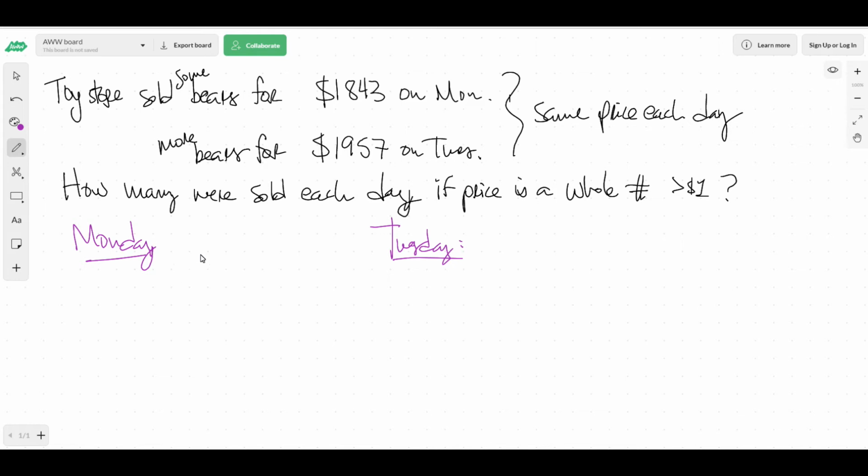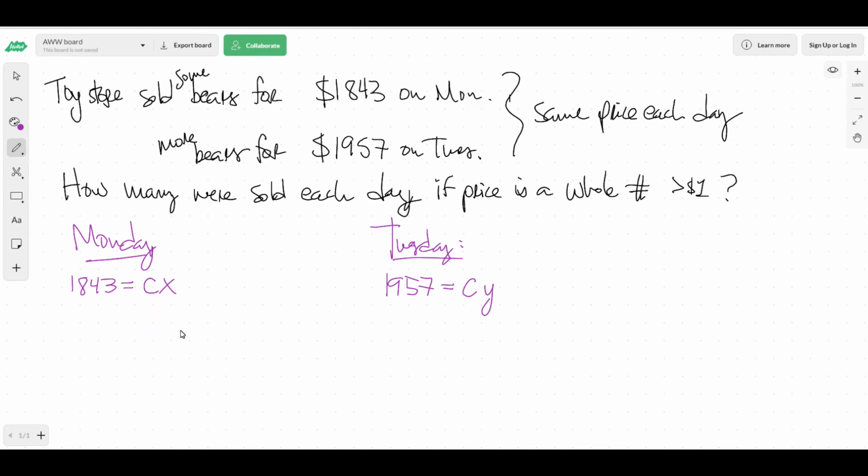Okay, now Monday, we know that they sold $1843 worth. And those dollars come from the cost of each bear times some number of bears. And then Tuesday, the same thing happened. 1957, though, is our new number. And the cost is still the same, but the number of bears is different. Well, it should be different if that's what's happening here. And so we want to know what is X and what is Y.